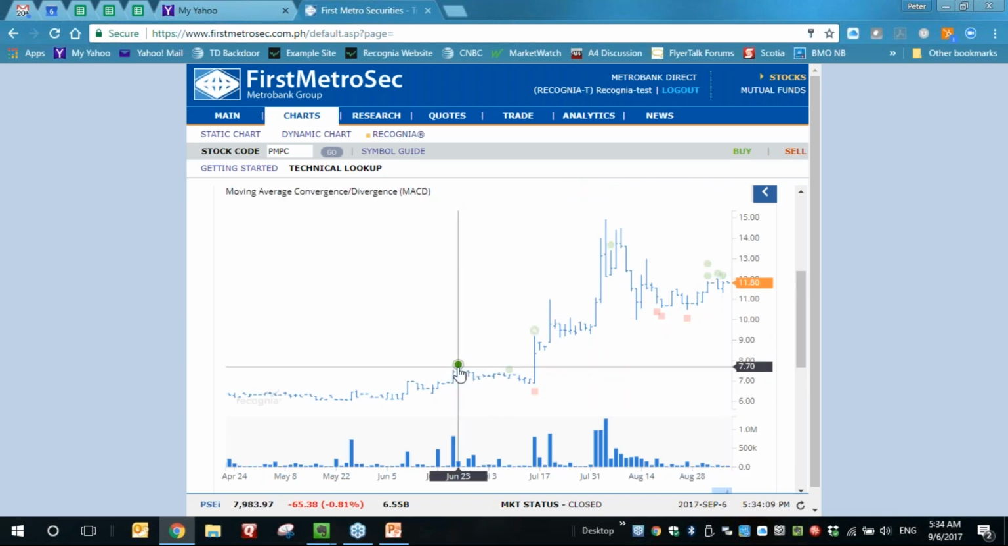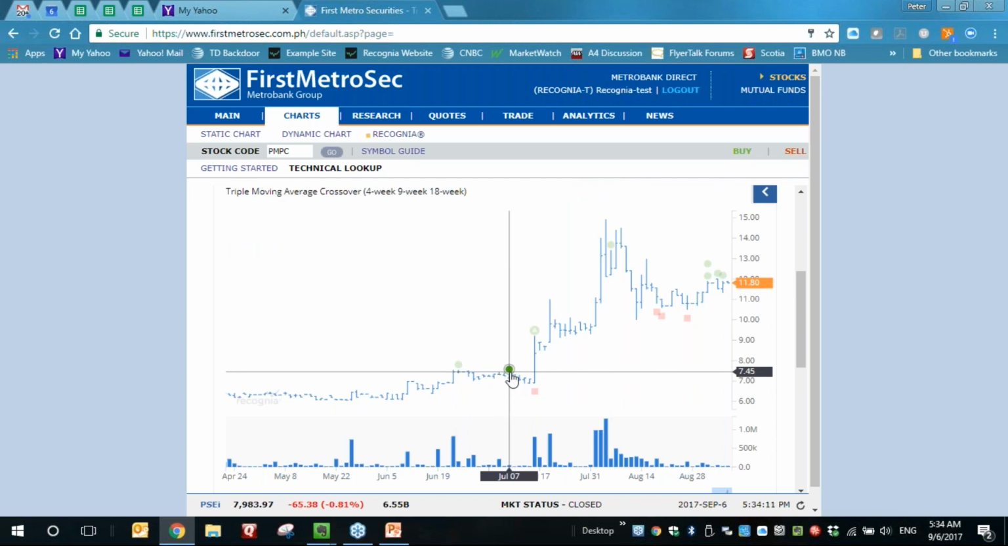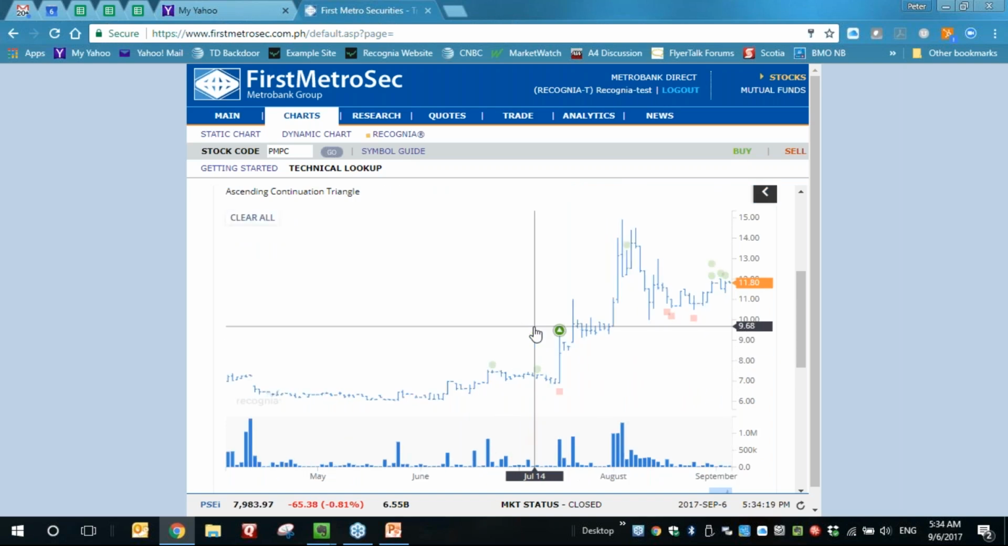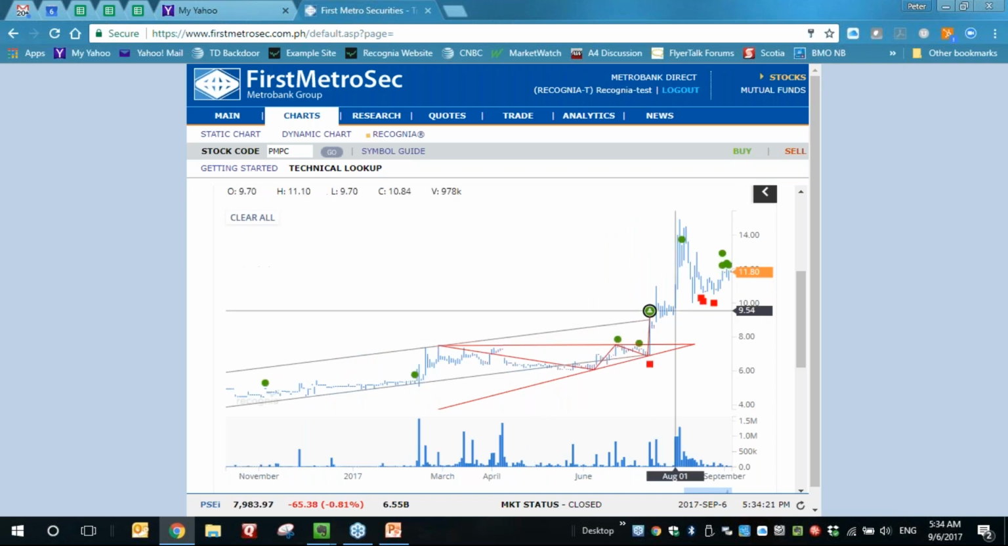Starting here, we had a moving average convergence divergence, triple moving average crossover, the 4-week, 9-week, and 18-week moving averages all crossed over. Here we had an ascending continuation triangle. In fact, let's pick that particular triangle and let's just draw it.